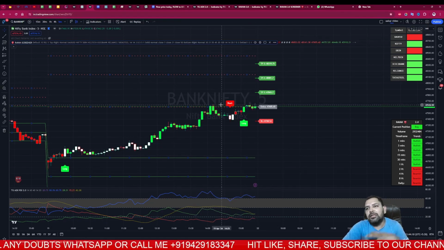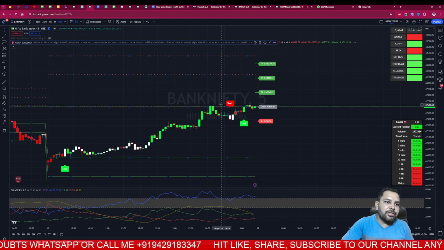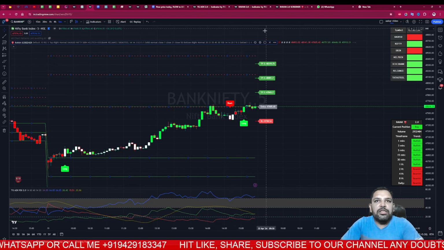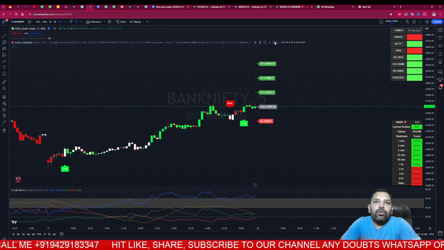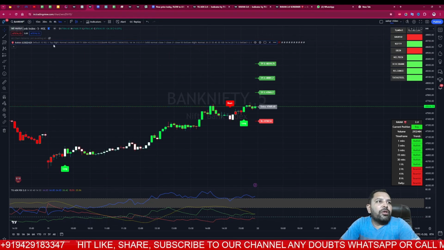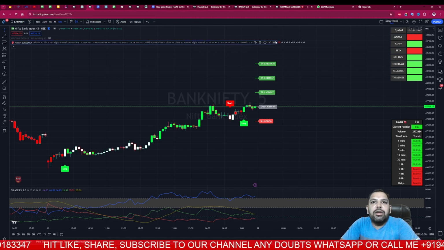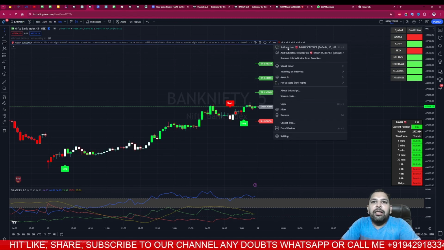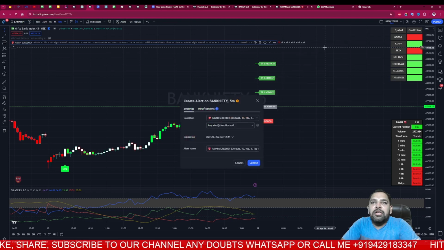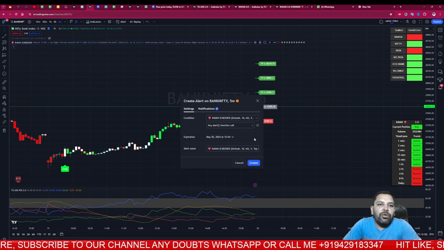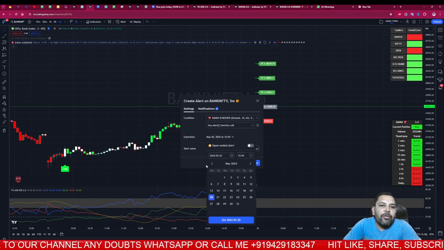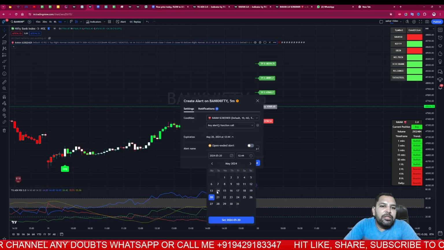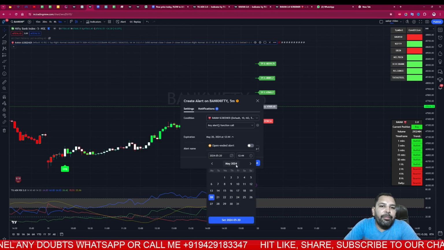Now let's understand this alert function, how to set the alerts. Once you go to this three dot, you can see the indicator settings here. Once you click on that, go to set alert on Ravan screener. Here you have to set the expiration. Make sure you add the expiration date for getting the alerts. You can see the expiration, it's currently May 24.